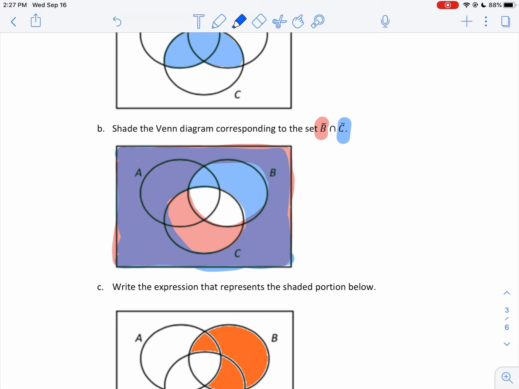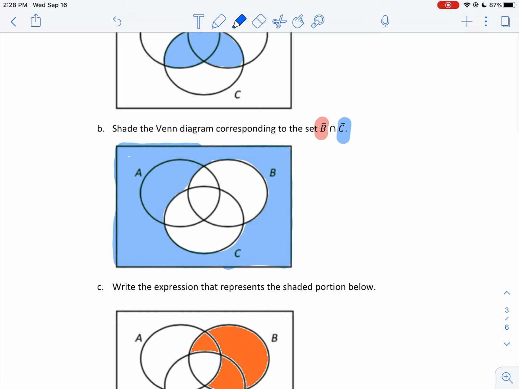So in other words, I have to wind up shading everything that's not in B and not in C. It has to not be in either circle, B or C. So my final answer is going to be everything that's not in B or in C. I should say and. It's not in B and it's not in C. The word and is a good word to use when you're doing an intersection, and the word or is a good word to use when you're doing a union. I hope I made that clear in the lecture.